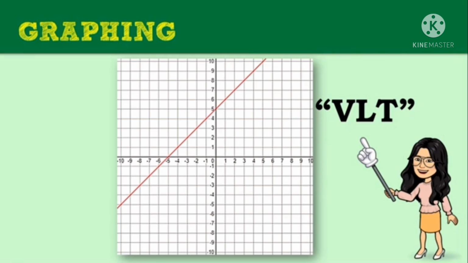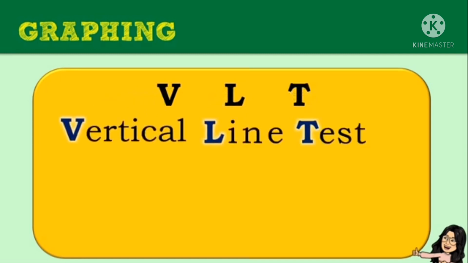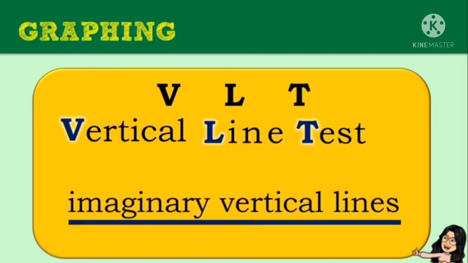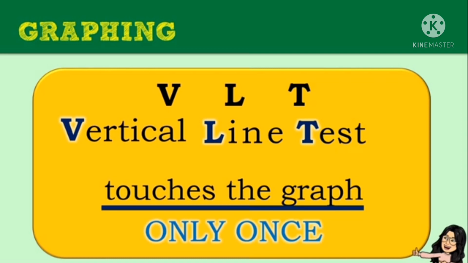What do you mean by VLT? VLT stands for Vertical Line Test. Yes, functions can also be determined in graphing. We can use this vertical line test, which is a special kind of test, using imaginary vertical lines, to check if these vertical lines would touch the graph only once. Otherwise, it is not a function. What do I mean by that? If the vertical line hits 2 or more points on the graph, it is not considered a function.